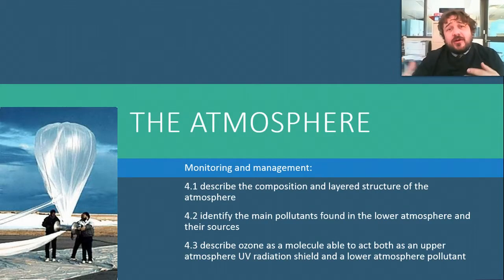Alright, chemists, so we're about to look at the atmosphere. We're moving on from how to detect certain chemicals, and we're now going to look at how we monitor what's going on in the environment. So today we're going to look at, one, describing what the atmosphere is made of. We've seen that before. We're also going to look at what the main pollutants are in the lower atmosphere, or the troposphere, as well as describe the different roles that ozone has in both the troposphere and the stratosphere.